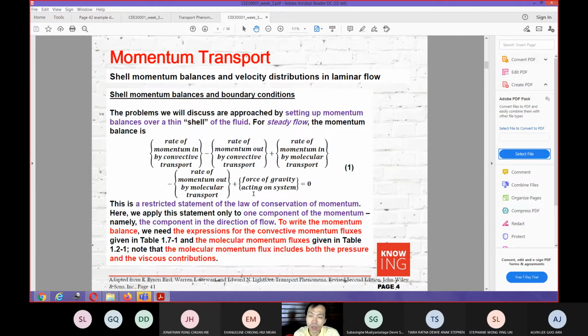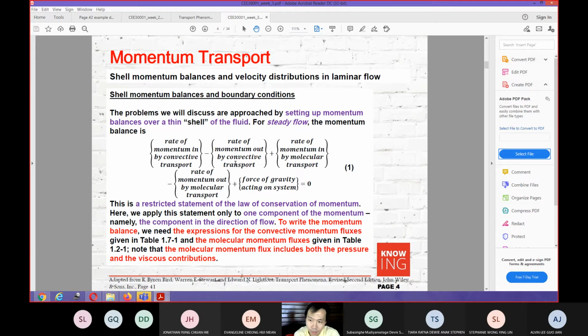Okay, so when we are dealing with the shell momentum balance, then equation number 1 is our most important equation. We need to focus on the shell element of the fluid, and depending on our postulations, we will be able to set up the rate of momentum in by convective transport. So whatever goes in will go out, and then we need to also account for the force of gravity acting on the system. So this is a rather restricted statement of the conservation of momentum.